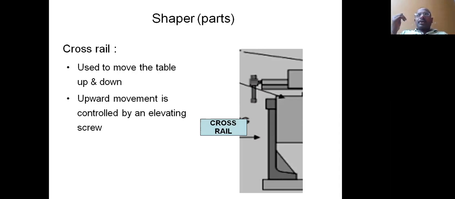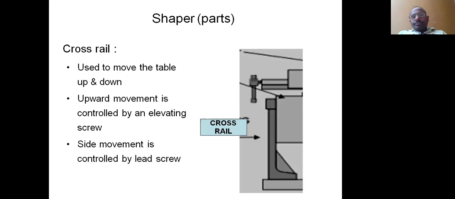So here, elevating means that by rotation of that particular elevating screw, the working table is lifted in the upward direction. In a similar way, this working table requires two different types of motion. One is the vertical motion, another is the horizontal motion. So by using this elevating screw, the vertical motion is controlled.